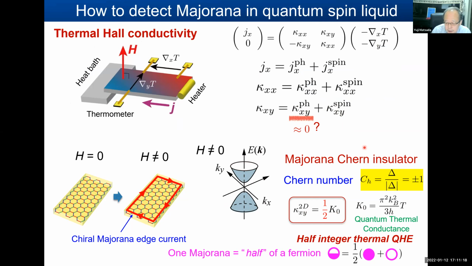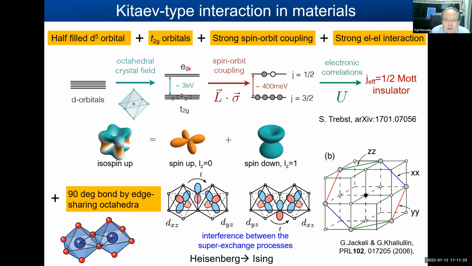Jackeli and Khaliullin discussed the Kitaev-type interaction in real materials. In the octahedral crystal field, the d orbitals split into eg and t2g orbitals. Strong spin-orbit coupling gives rise to the half-filled J equal one-half state, and in the presence of strong electron correlations, a J equal one-half Mott insulating state appears. In a crystal with edge-sharing octahedra, the quantum interference between the superexchange paths usually cancels, and the Heisenberg interaction vanishes. In this crystal structure, the Kitaev-type interaction is realized.